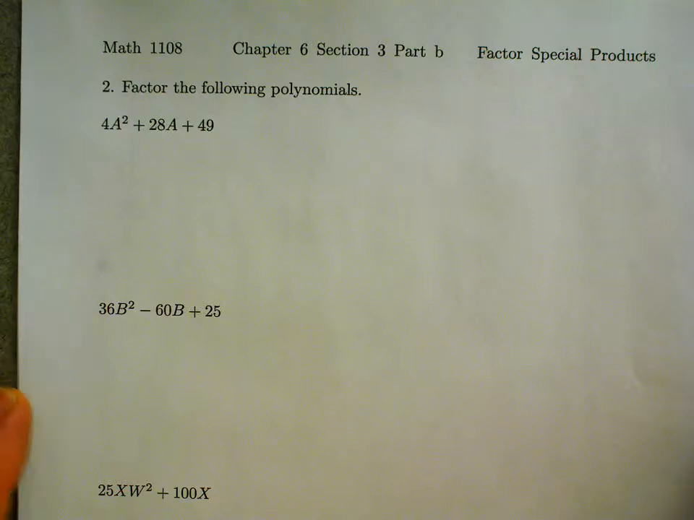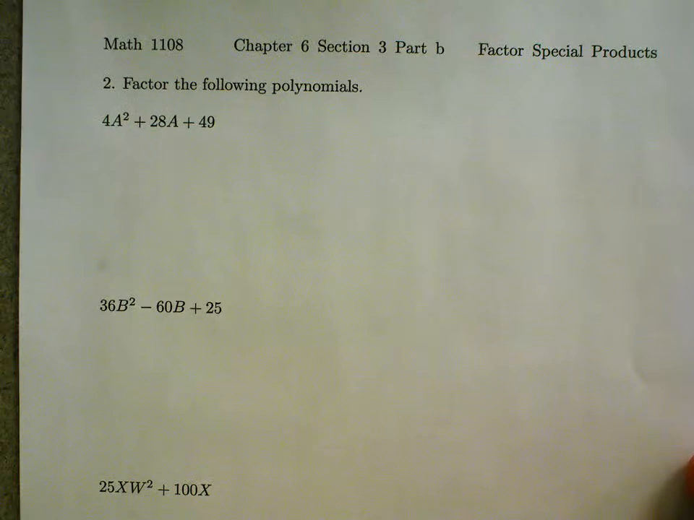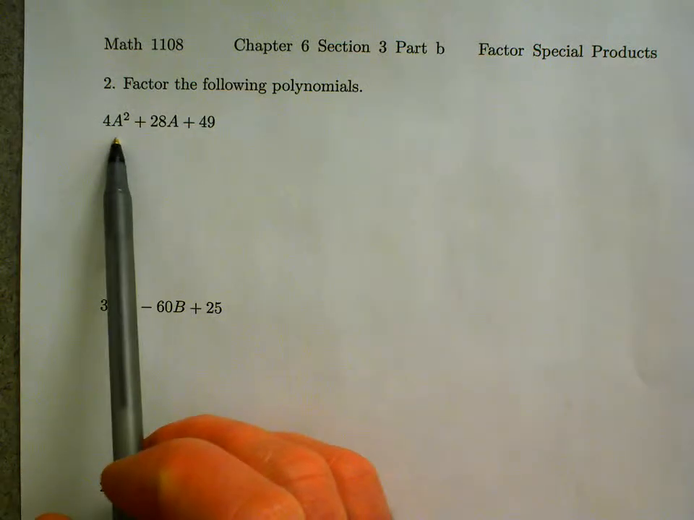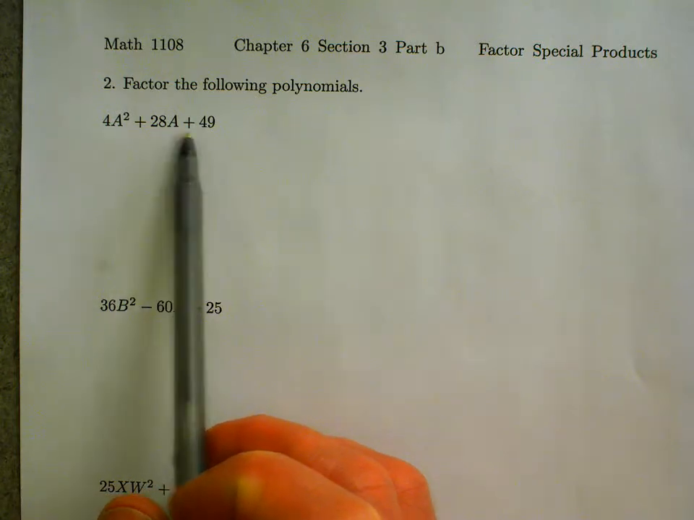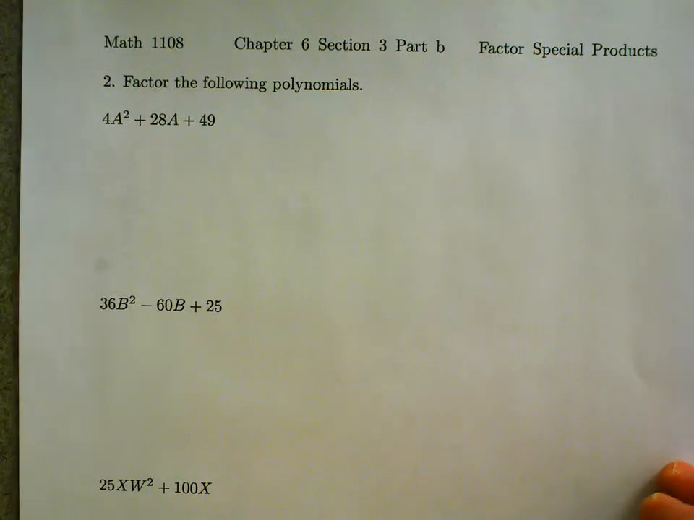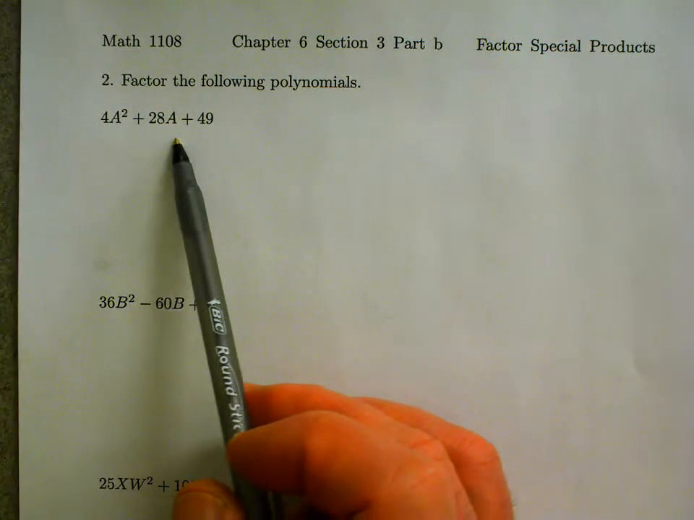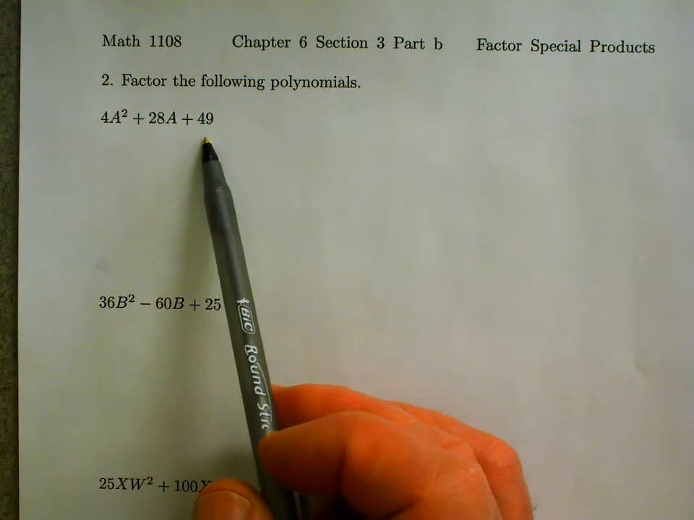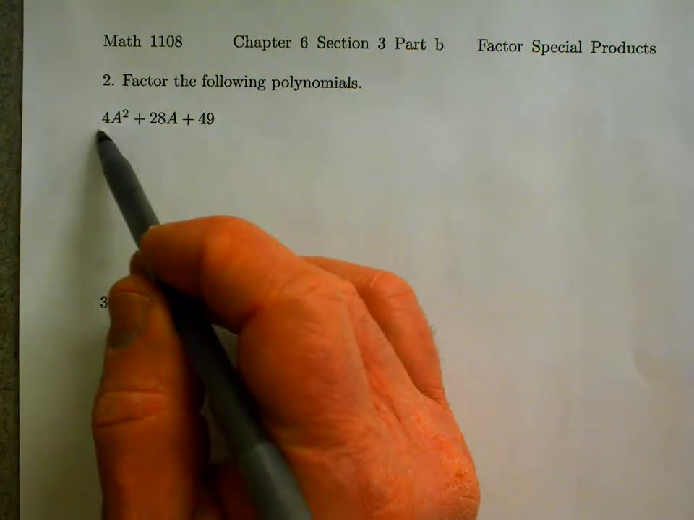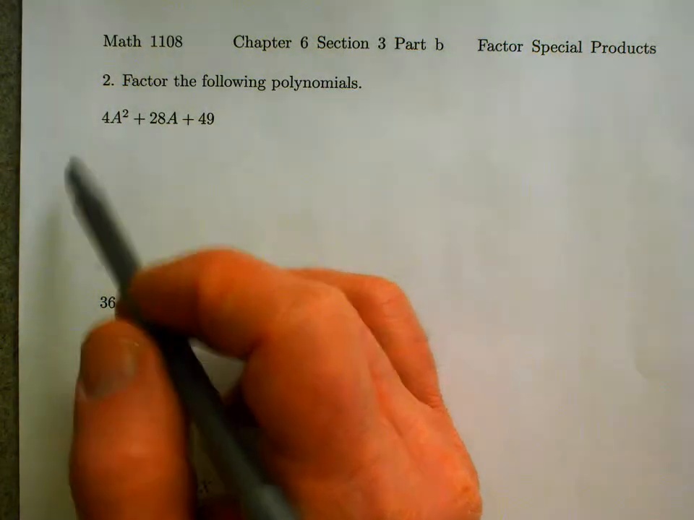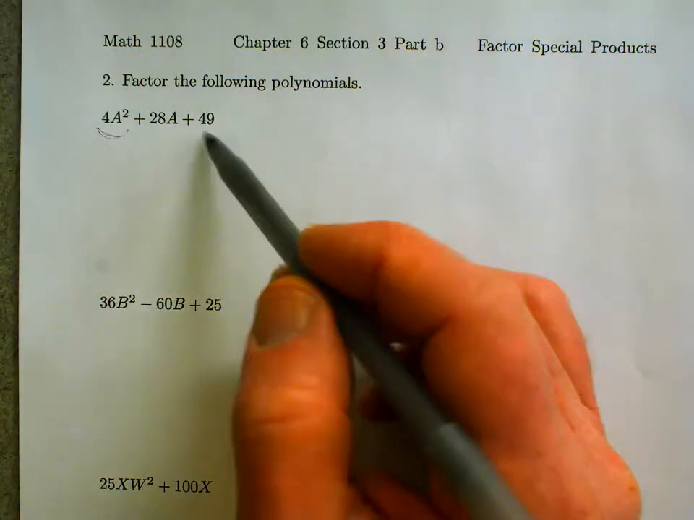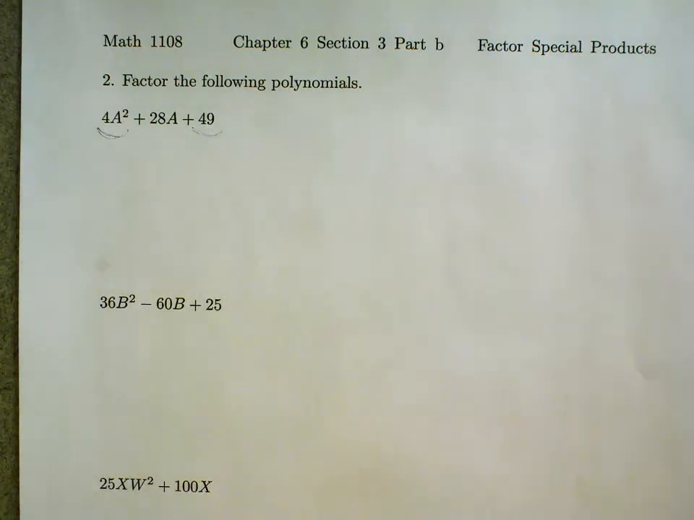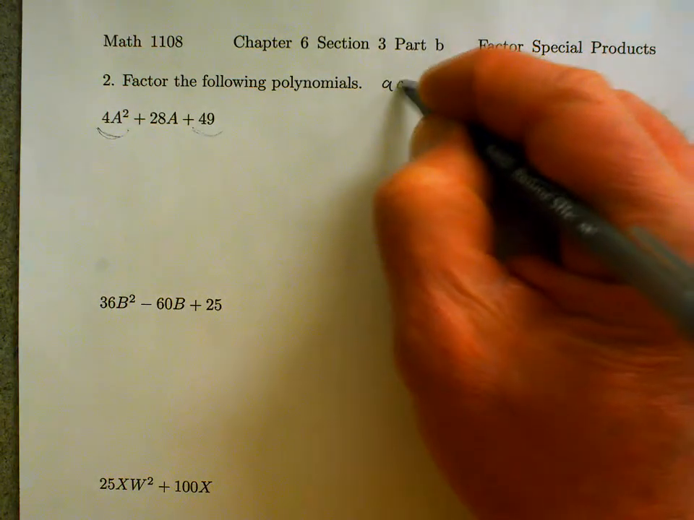So factor the following polynomials. So 4a to the second plus 28a plus 49. We can use the AC method. Or you might suspect that it's a perfect square trinomial because the term on the left, 4a to the second, is a perfect square and 49 is a perfect square. But let's practice the AC method.